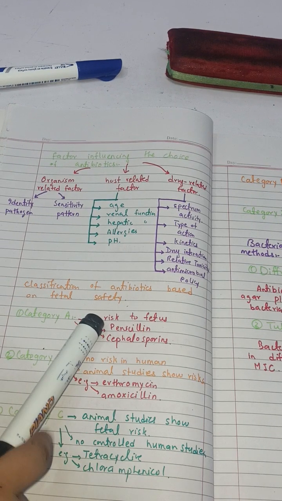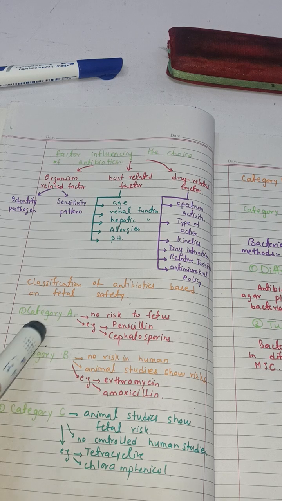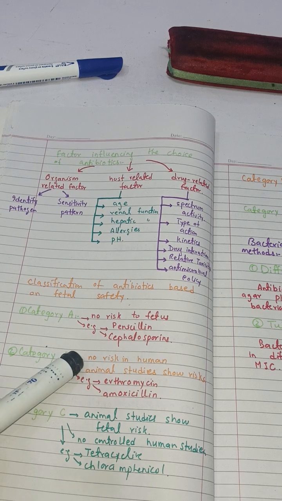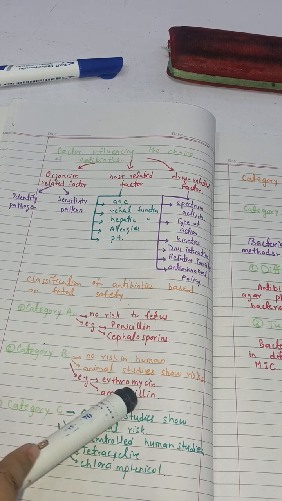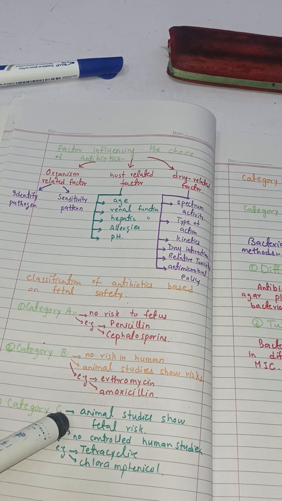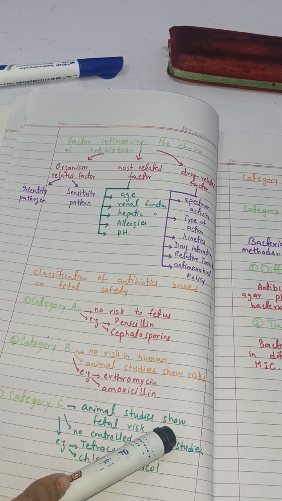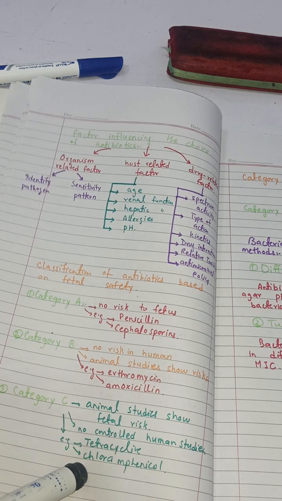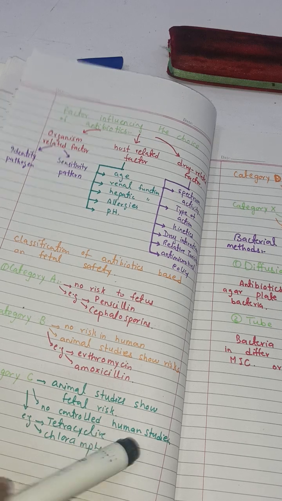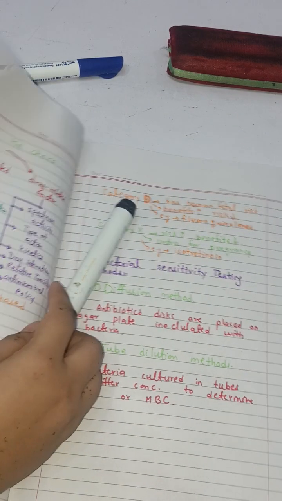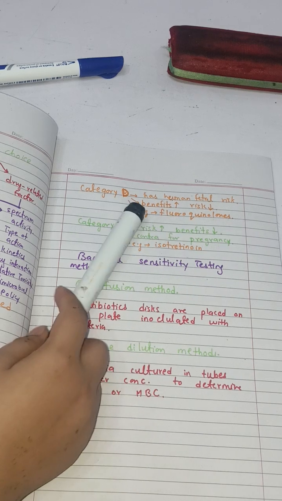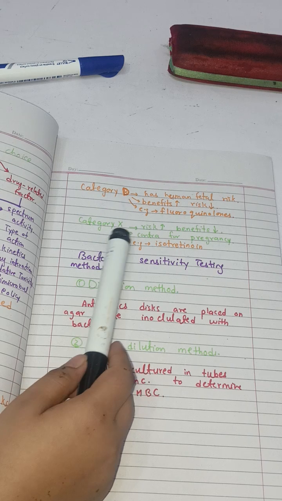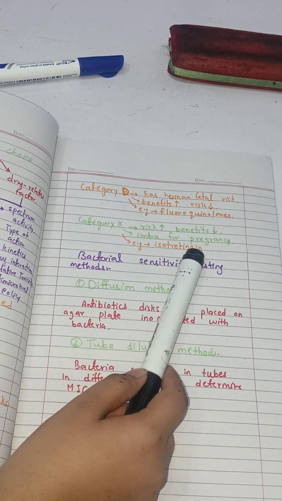Classification of antibiotics based on fetal safety: category A, B, C, D and X. A has no risk for the fetus, like penicillin or cephalosporin. Category B has no risk for humans but is toxic for animals, like erythromycin or amoxicillin. Category C is where animal studies show fetal risk but there are no controlled human studies, so tetracycline or chloramphenicol have animal risk or fetal risk. Then category D has human fetal risk but also more benefit, less risk, like fluoroquinolones. And category X has more risk, less benefit, like isotretinoin.